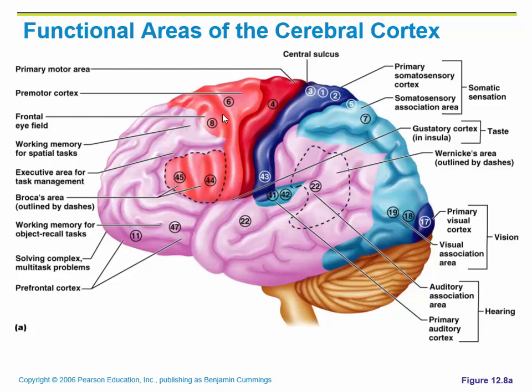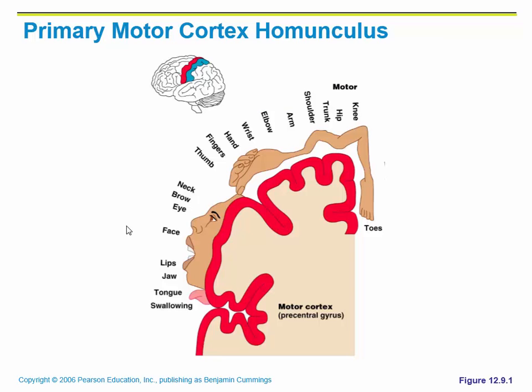So there are different parts of the cerebral cortex. You can see that there's going to be a vision area, taste, somatic sensation, hearing. Then you have your frontal cortex and your prefrontal cortex, and that is going to be the portion of your brain that kind of gives you your personality, etc.